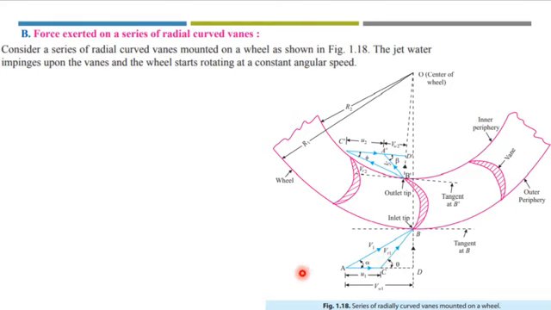And these are the velocity triangles. These are drawn in a similar manner to what we have just discussed. This is the inlet velocity triangle, this is the outlet velocity triangle. This is the inlet tip of the vane and this is the outlet tip of the vane.